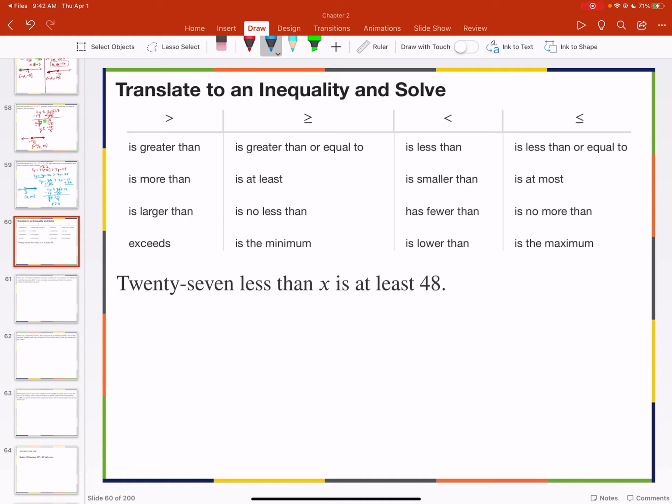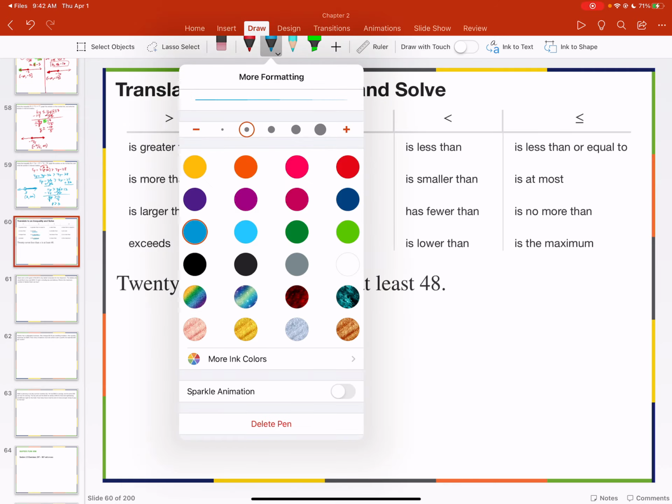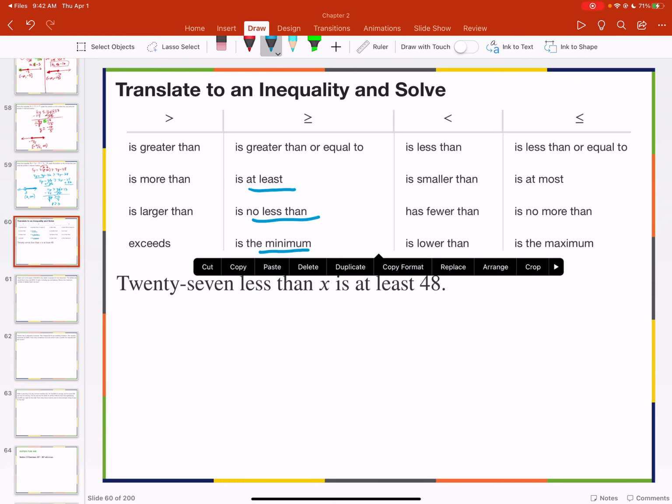So keywords to use: strictly greater, greater than, more than, larger than, or exceeds. Greater than or equal to, at least. This is interesting, right? Is at least, no less than, or the minimum. Less than, strictly less than, smaller than, fewer than, lower than. And then less than or equal to, we know that. At most, this much, no more than, and then the maximum.